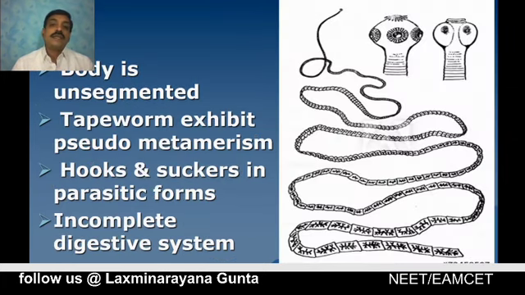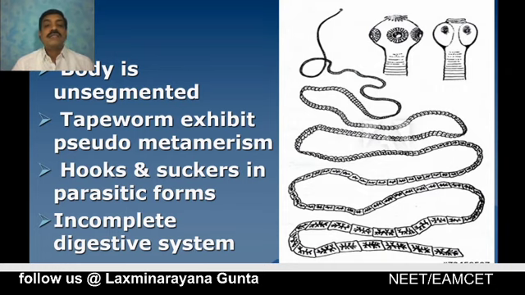And the body is unsegmented. Segmentation you can see in earthworms, that is annelids, and arthropods like cockroaches, and also in chordates, and this body segmentation is absent in Platyhelminthes. Body is unsegmented. Some tapeworms like Taenia solium and Taenia saginata exhibit pseudometamerism. Here you can observe in this diagram, these look like metameres, but it is false metamerism. That's why it is called pseudometamerism.